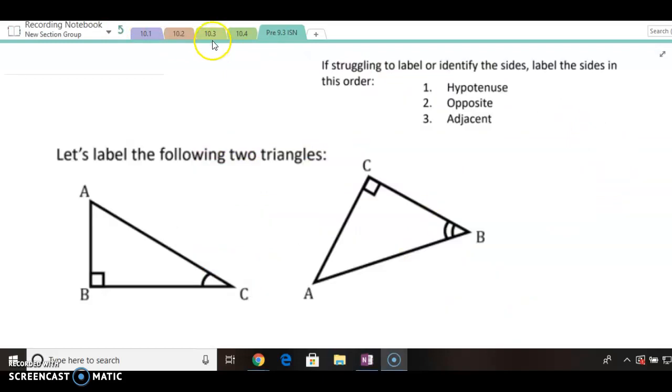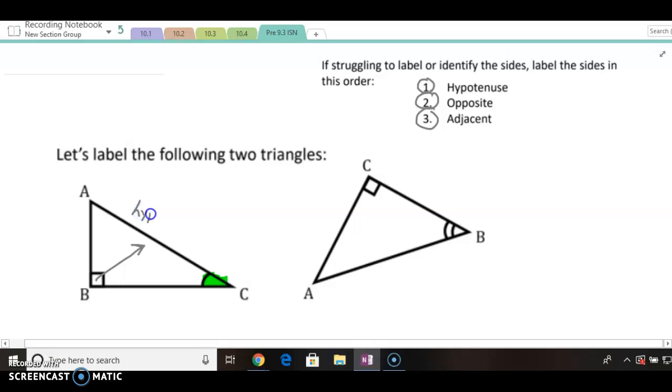All right, so let's do a couple example problems. Now if you're struggling, or even if you're not struggling, it's a good idea to always label them in this order: hypotenuse, then opposite, then adjacent. But first you have to identify your reference angle. So right here, angle C is our reference angle because we can see that little arc. So I'm going to do it in this order. The hypotenuse is always opposite of the right angle, so this is my hypotenuse. I'm going to highlight it yellow.